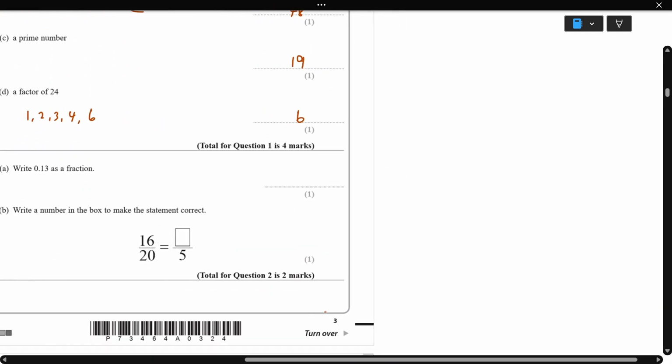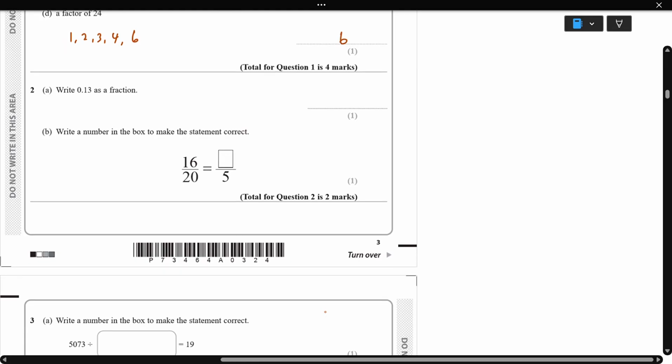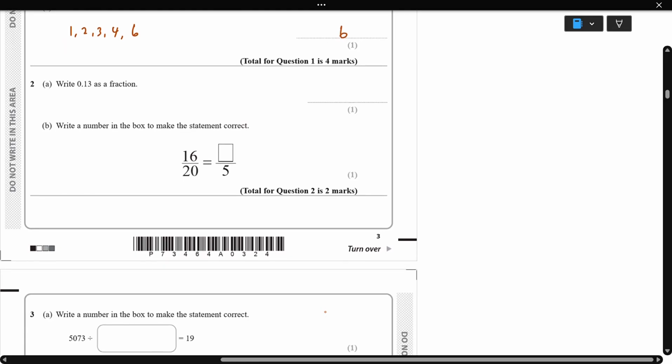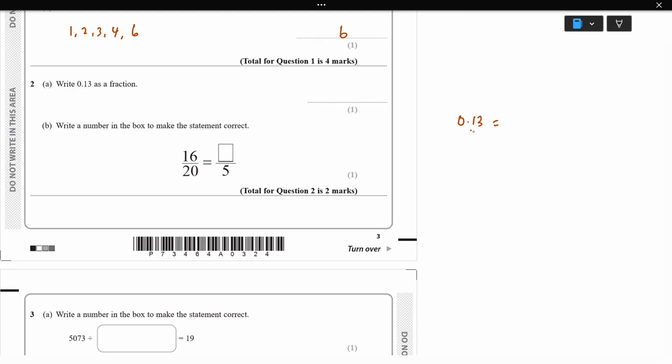Okay, next question, write 0.13 as a fraction. 0.13, we can write, there are 2 decimal places. If I remove 2 decimal places, I can write 13 over 100. So the answer is 13 over 100.